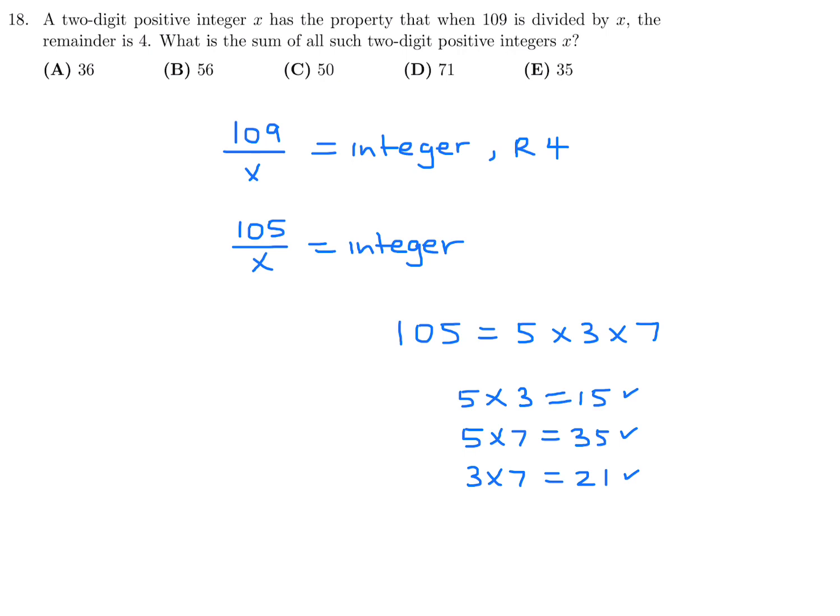So these are two-digit numbers, 15, 35, and 21. They divide evenly into 105, and if you divided them into 109, they would give remainders of 4. They want you to find the sum of those numbers, so the sum of these three. That means 15 plus 35 plus 21, and that is equal to 71. So 71 is the answer to number 18. That's choice D.